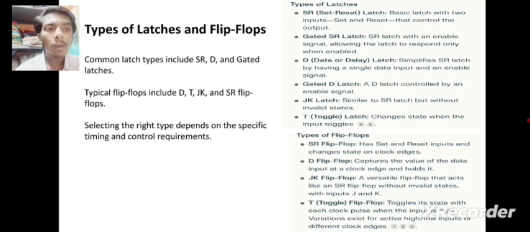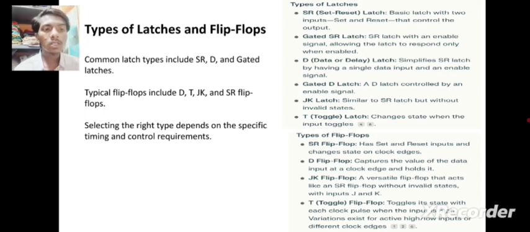The next is the types of flip-flops. Types of flip-flops are mainly SR, D, JK, and T flip-flops. First, we can discuss the SR flip-flop. It has set and reset inputs and it changes state on clock edges. And then the next is the D flip-flop. D flip-flop captures the value of the data input at a clock edge and holds it.